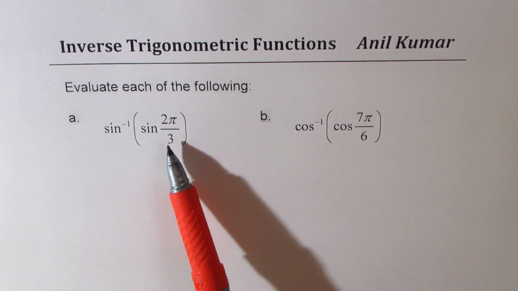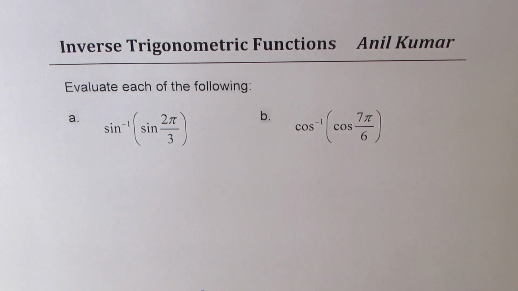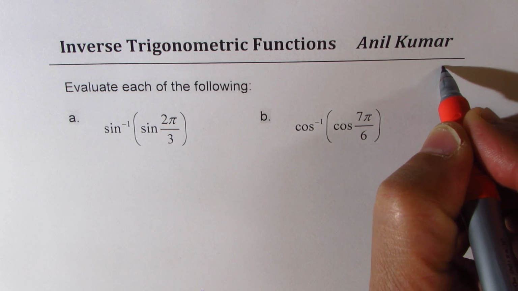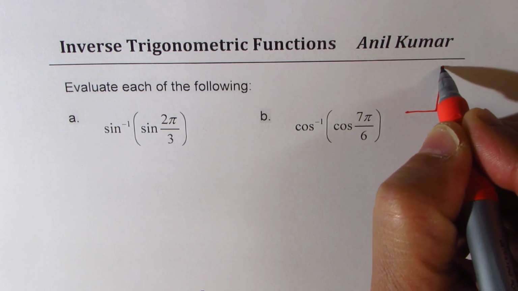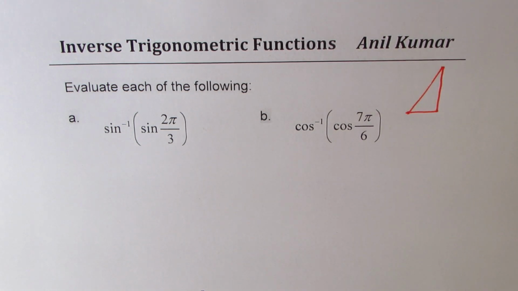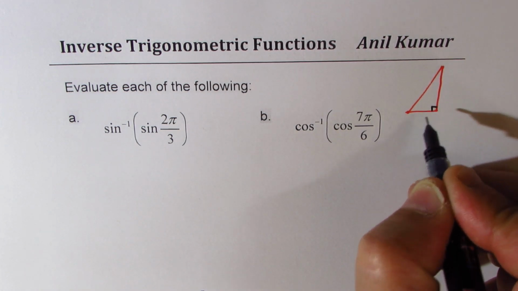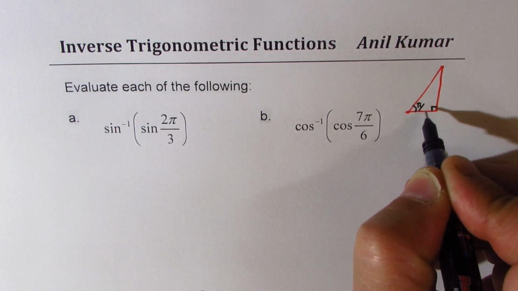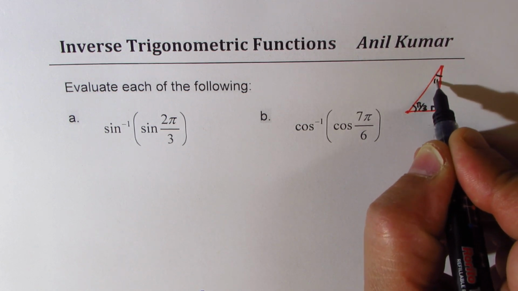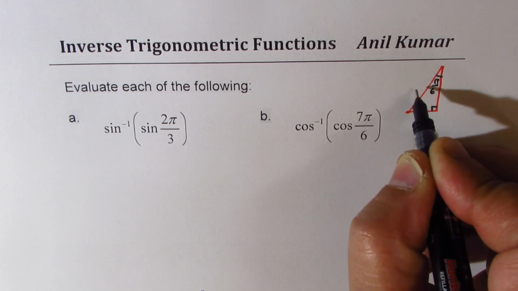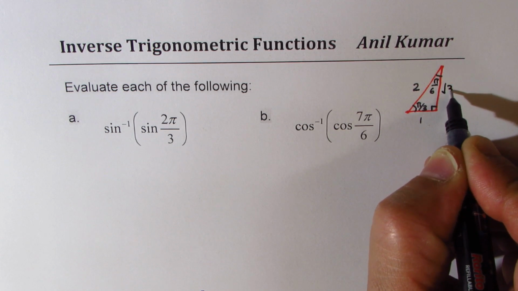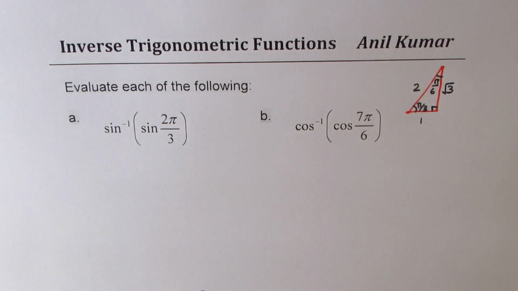Now purposely I have taken pi by 3, pi by 6 angles. We can use our special triangle to solve this question. So if I sketch this special triangle with angles as pi by 3 and pi by 6, the values being 1, 2, square root 3, we can easily solve this question.